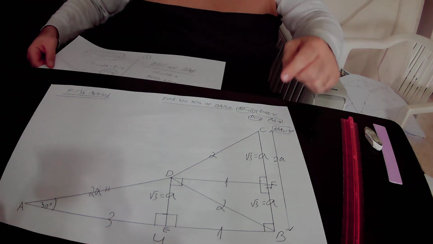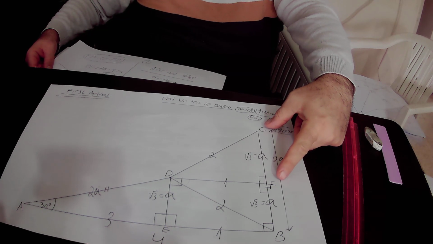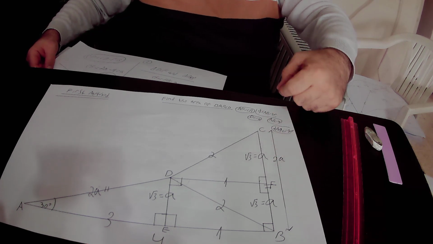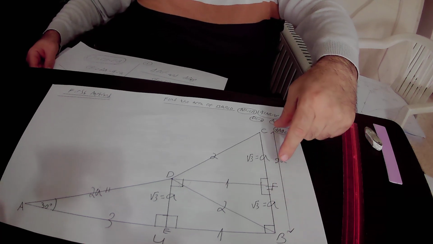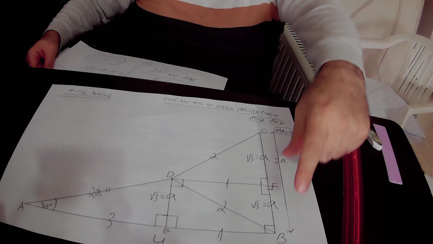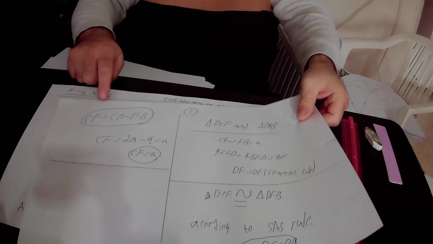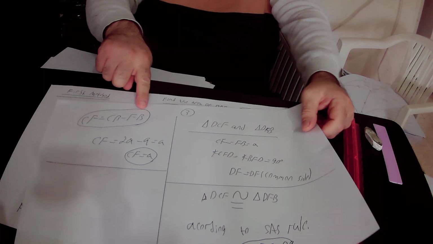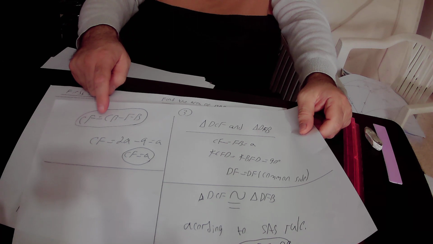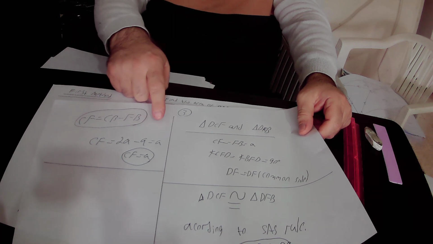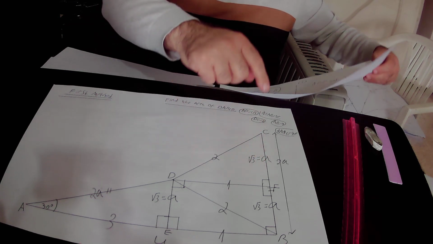So, what is the value of CF? You can easily see from the drawing that CB minus FB equals CF. Again, CB minus FB equals CF. CF equals CB minus FB. CB equals 2A, FB equals A, so CF will be equal to 2A minus A, which is A. So we found out that CF equals A.